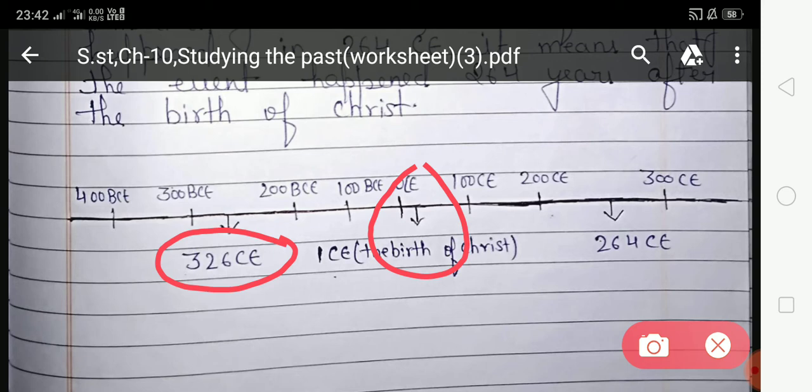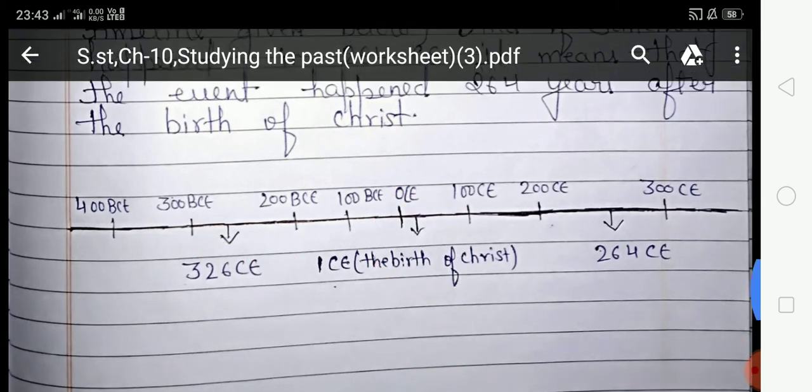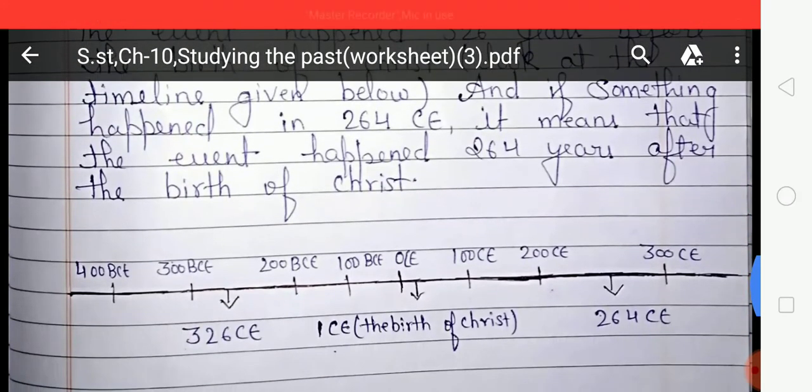And if the incident happened in 264 CE, it means the event happened 264 years after the birth of Jesus Christ. So student, this is the timeline, and with the help of this timeline we can know about the era, and we can know about BCE and CE.